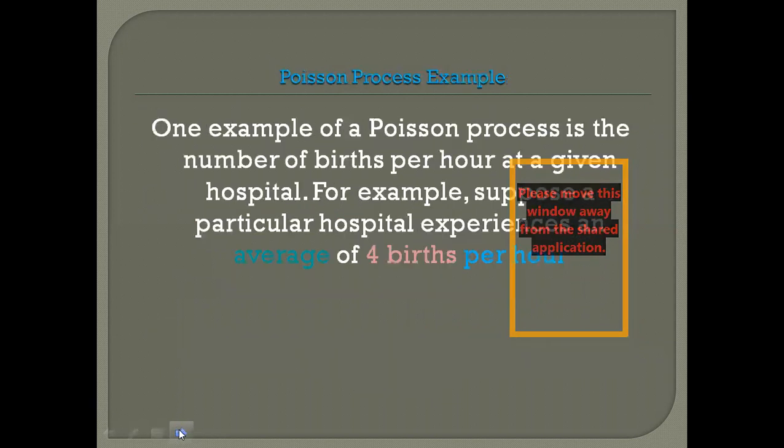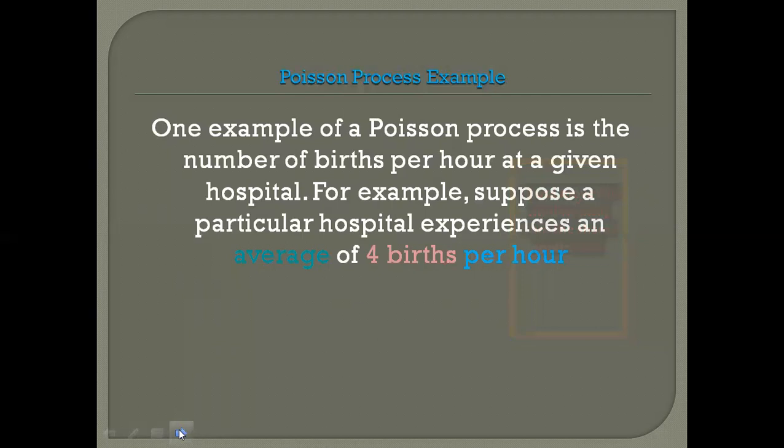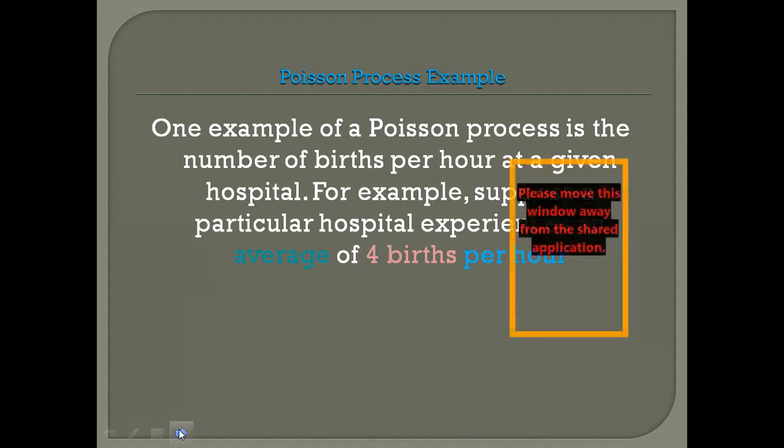Okay, let's go to an example and then we will understand. Let's take an example of a Poisson process. One example of a Poisson process is the number of births per hour at a given hospital, right? You have a hospital and you have the number of births per hour. For example, suppose a particular hospital experiences an average of 4 births per hour.